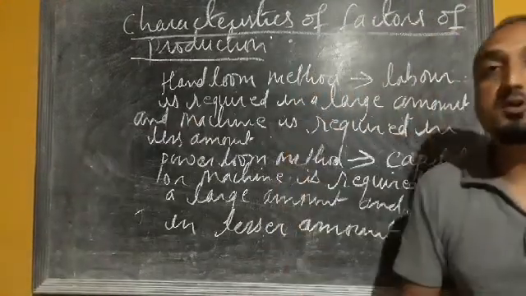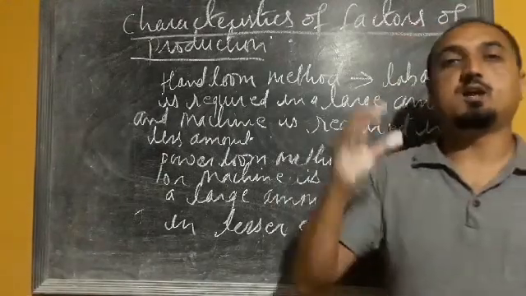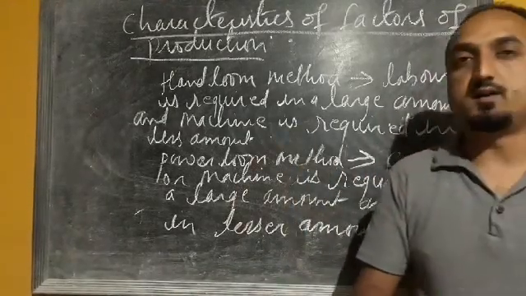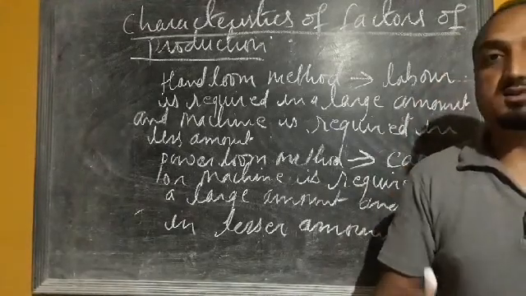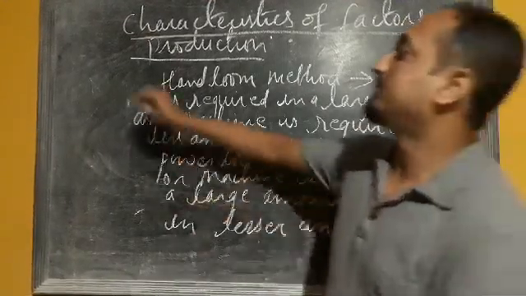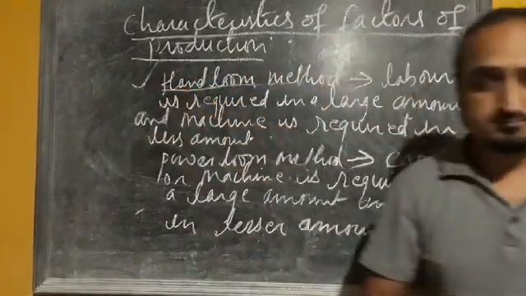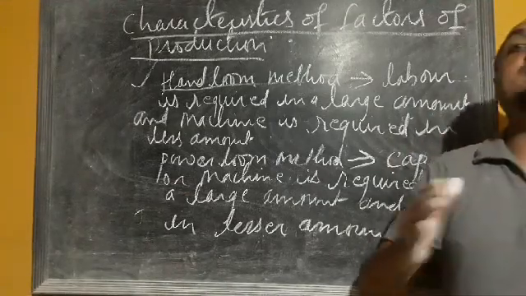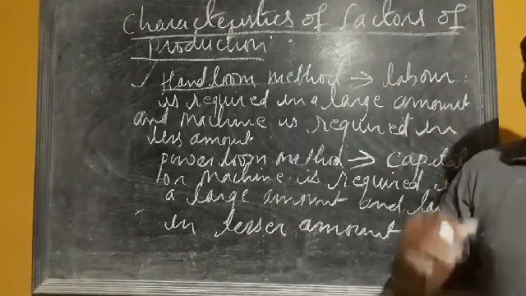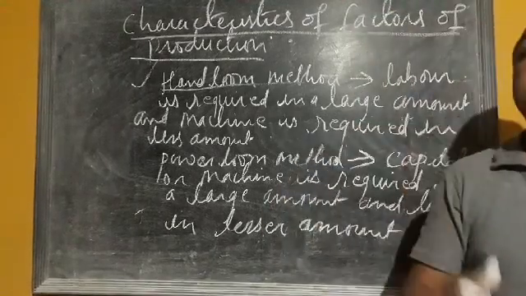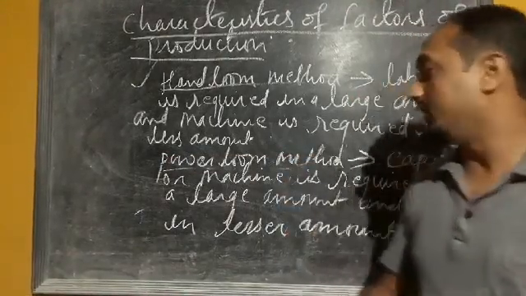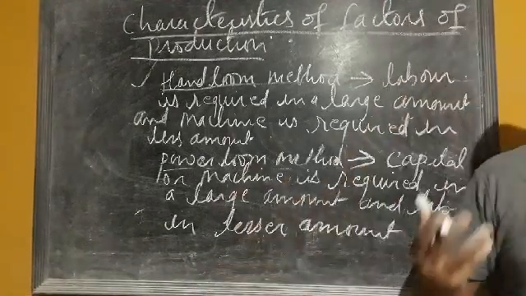So the second point says that whenever we combine different factors of production for any productive activity, it is not necessary that we combine them in a fixed proportion or the same quantity. It depends on the techniques or methods of production. If we are using a labor intensive technique, it means more use of labor. The handloom method is an example of a labor intensive technique, where labor is required in a large amount and machine capital in a less amount. Similarly, capital intensive techniques relate to the powerloom method, where more machines and less labor are used.